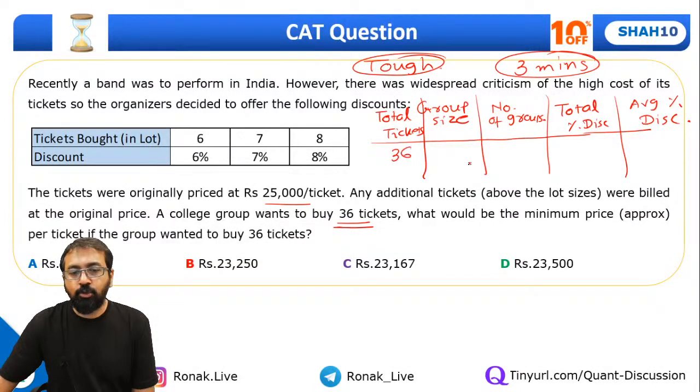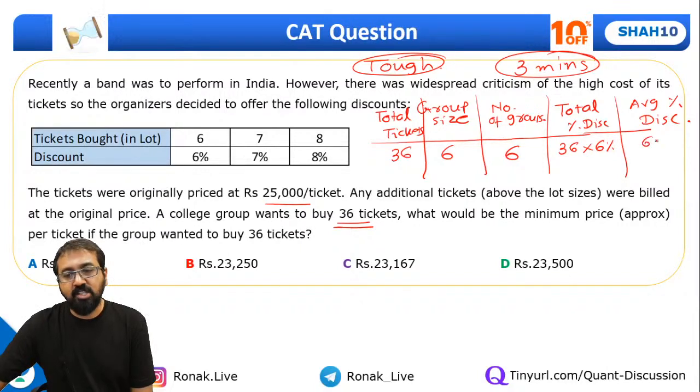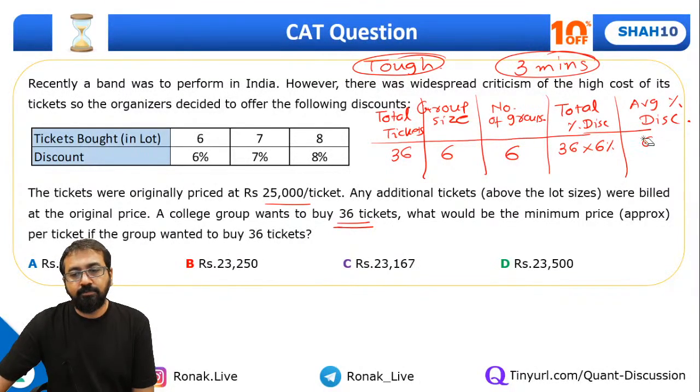Of course, we need to buy total 36 tickets, so I can do it this way: 6 groups of 6 into 6, so total discount will be what? Can I say on 36 tickets you are getting 6% discount on each one? This is the total discount. So the average discount will be this divided by 36. It will be 36 into 6 divided by 36, which is equal to 6% only. Same way, I can also do it this way.